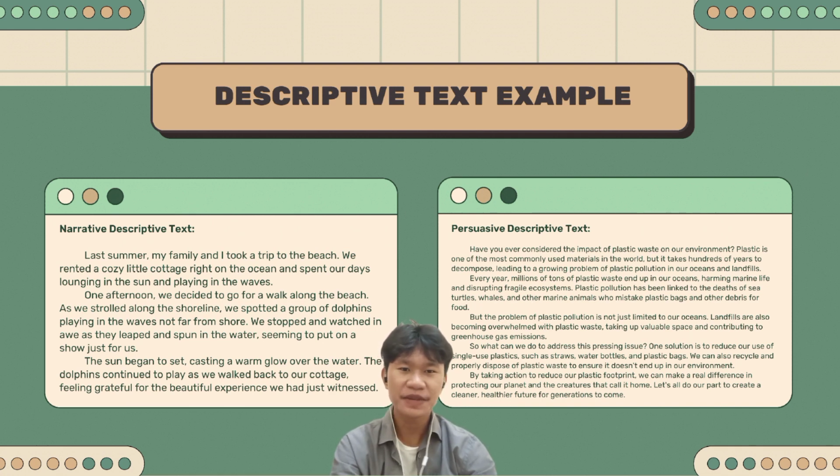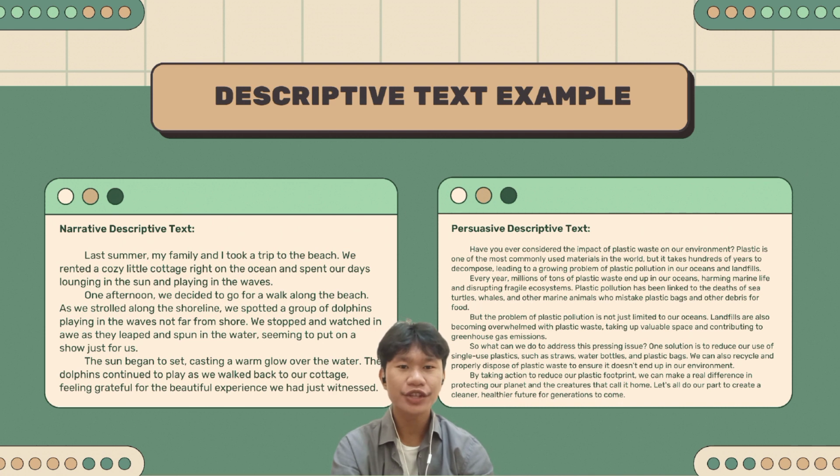Plastic pollution has been linked to the deaths of sea turtles, whales, and other marine animals who mistake plastic bags and other debris for food. But the problem of plastic pollution is not just limited to our oceans. Landfills are also becoming overwhelmed with plastic waste, taking up valuable space and contributing to greenhouse gas emissions.